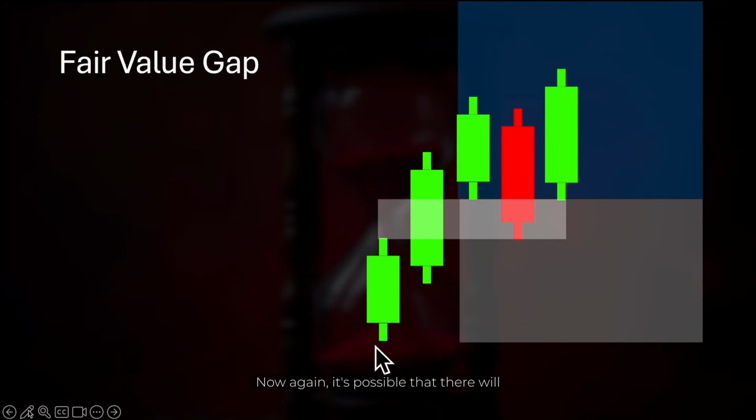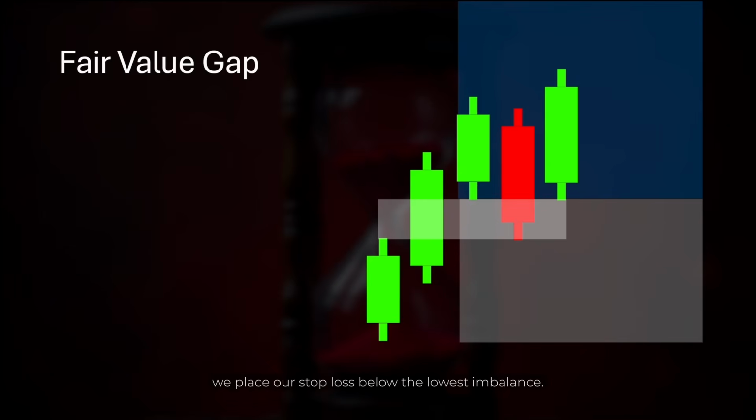Now again, it's possible that there will be multiple imbalances. If that is the case, we place our stop loss below the lowest imbalance. There are methods of recognizing breakaway gaps. However, for the sake of simplicity throughout you recognizing entry patterns right now, I'm not going to be discussing that, because then this lecture is going to be on a completely different topic, which is balanced price ranges, and that is something which I'm saving for later within this model series. For now, simply focus on recognizing these fair value gaps.